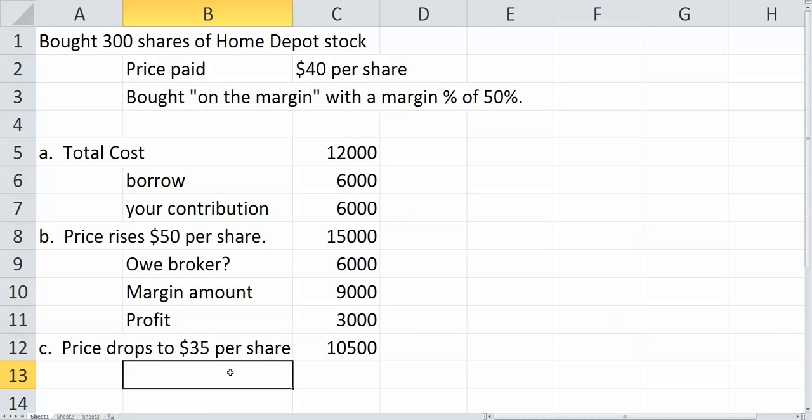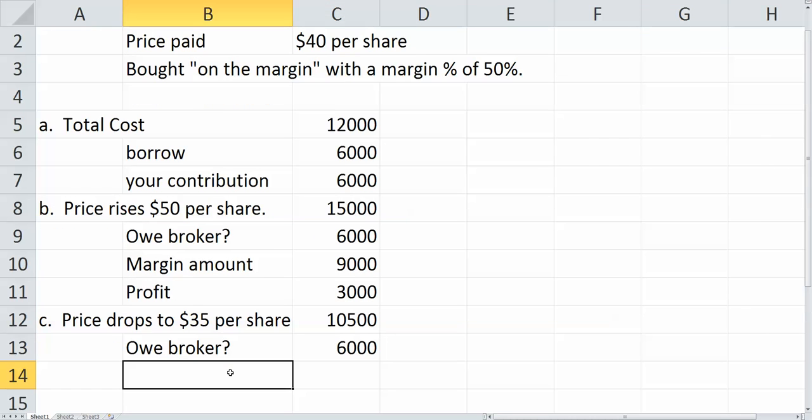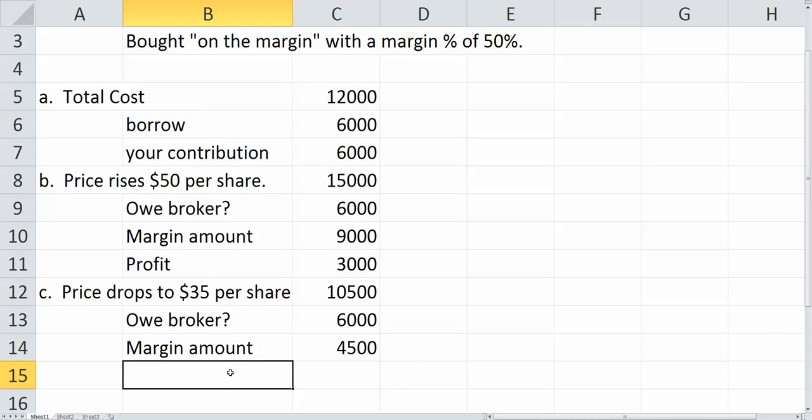They don't actually ask how much you will owe your broker, but it's not going to change. You're still going to owe your broker the $6,000. Then they want to know the margin amount. That's going to be the total value of $10,500 minus what you owe your broker of $6,000. So only $4,500.